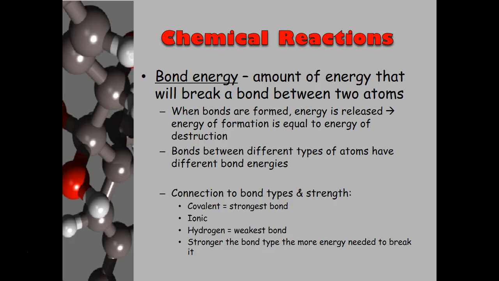So there is a connection between the type of bonds we deal with and how much strength is behind them. Covalent bonds in and of themselves tend to be the strongest types of bonds that we form. And then there's going to be variation within those covalent bonds based on the atoms that come together. Ionic tends to be somewhere in the middle, and hydrogen bonds, or those intermolecular bonds that we're going to talk about, those are the weakest.